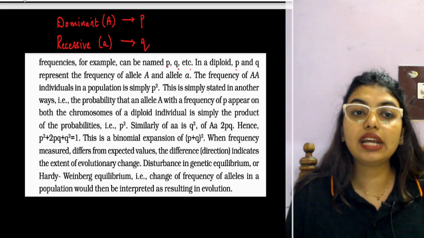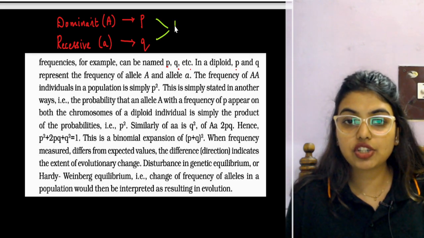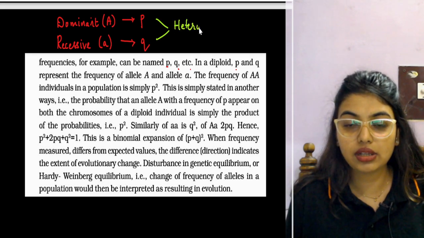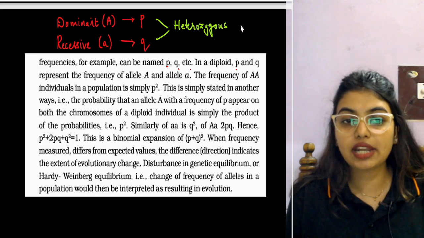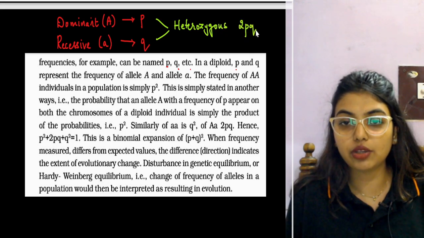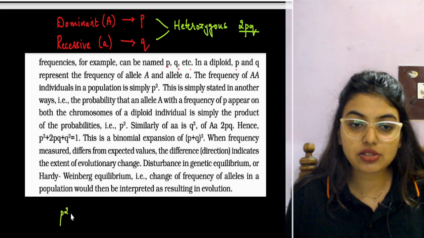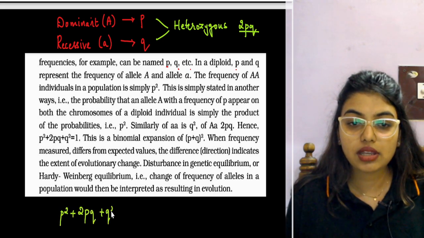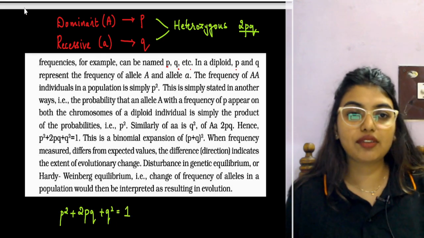Now we will get a heterogeneous mixture. That means a combination of these two, a heterozygous combination. What is going to be heterozygous? That is going to be 2pq. So there is a formula called p square plus 2pq plus q square is equal to 1. This you also have to keep in mind.